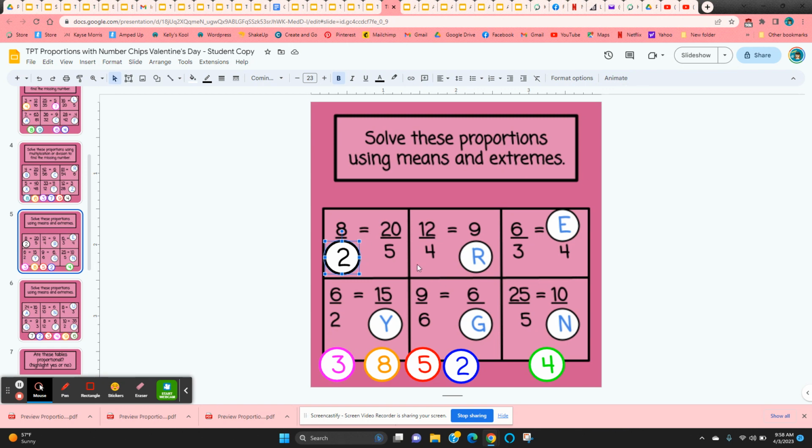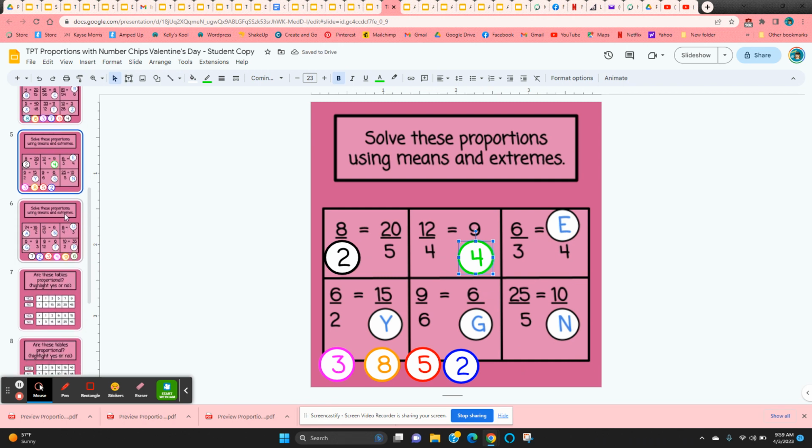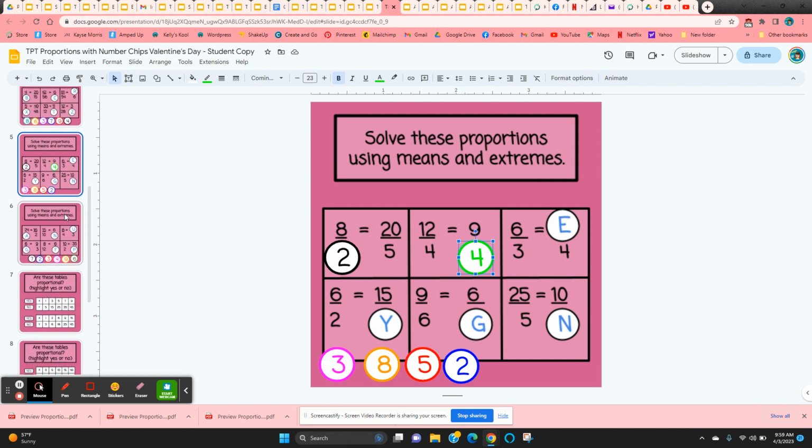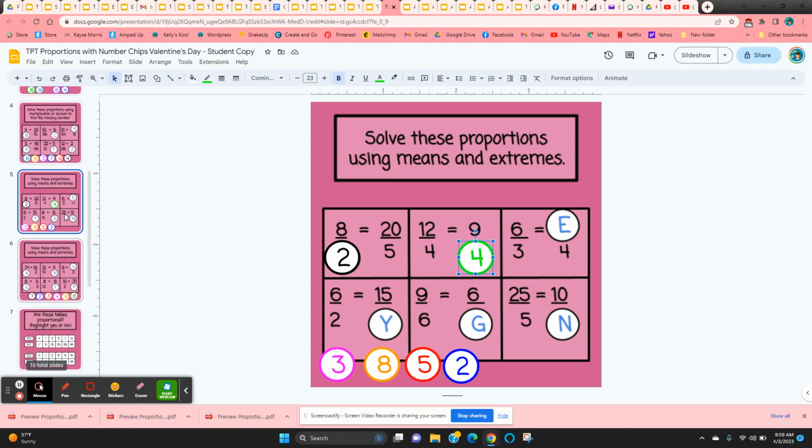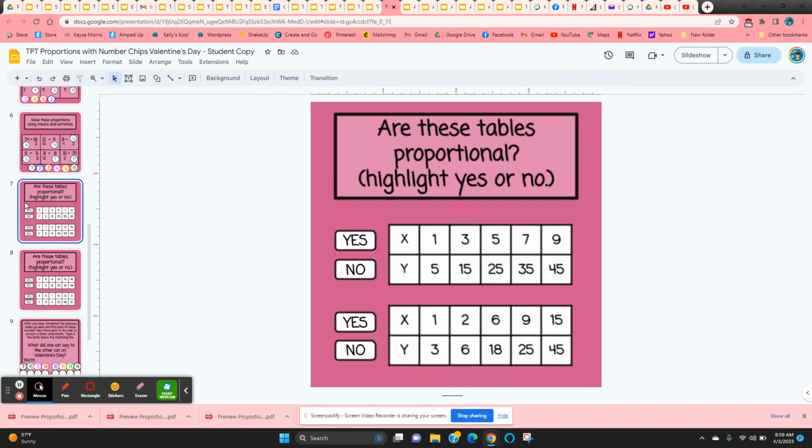So here again, 4 times 9 is 36. So 12 times what number would be 36? So they've got 12 of these problems with means and extremes, 12 problems with scaling up and scaling down. Then they're going to be looking at tables. They have 4 proportional tables.